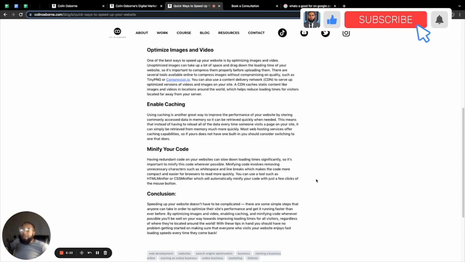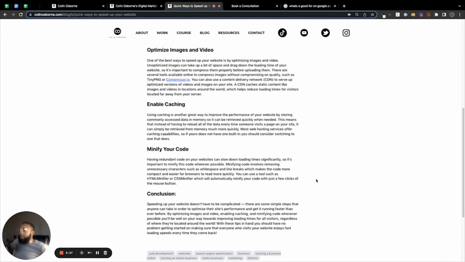Next, tip 4 is use a content delivery network, or CDN. This distributes your website's static files across multiple servers, reducing the load on any one server and improving the overall speed of your website. So keep that in mind.